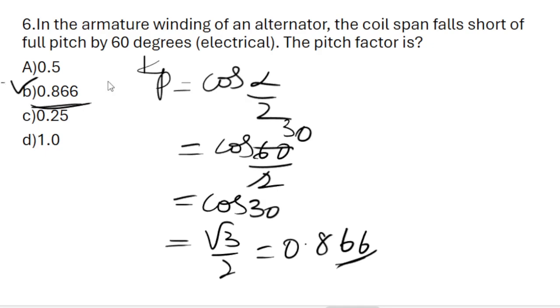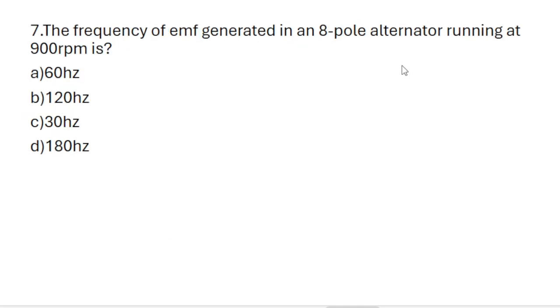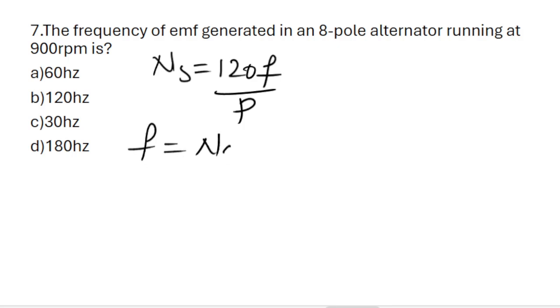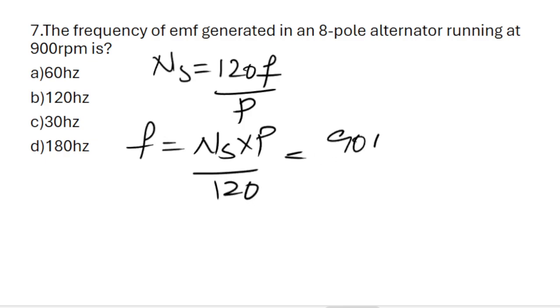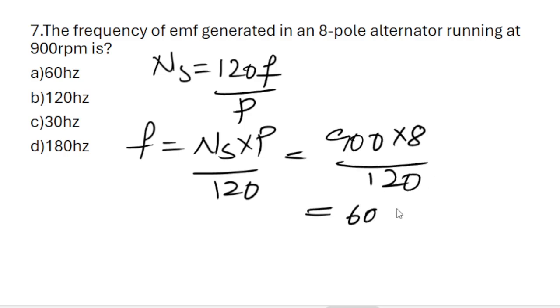Next question. The frequency of EMF generated in an 8-pole alternator running at 900 rpm is, options are A 60 Hz, option B 120 Hz, option C 30 Hz, option D 180 Hz. We know the synchronous speed formula. Alternator rotates at constant synchronous speed. Ns is equal to 120 F by P. We have to find out frequency here. So frequency is equal to Ns into P by 120. Ns here 900 into 8 poles by 120. By performing this division, we get 60 Hz. So option A is the correct one here.